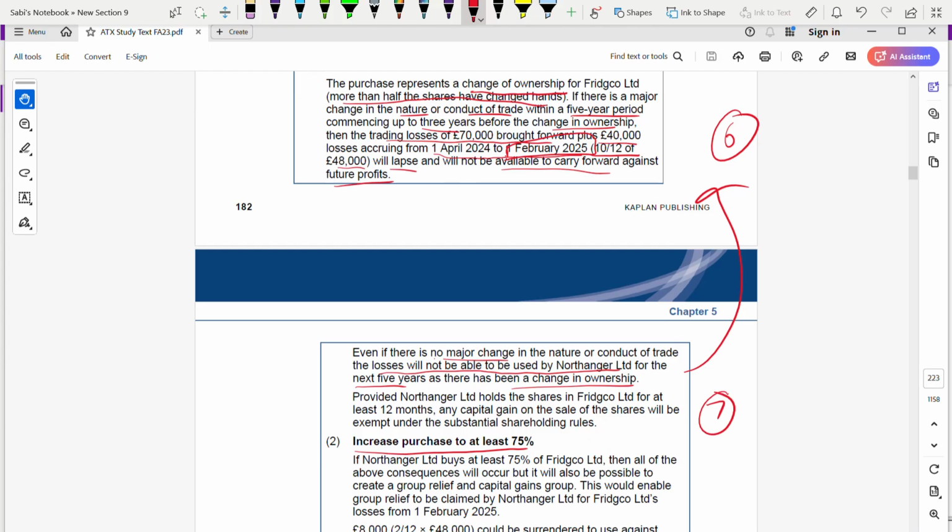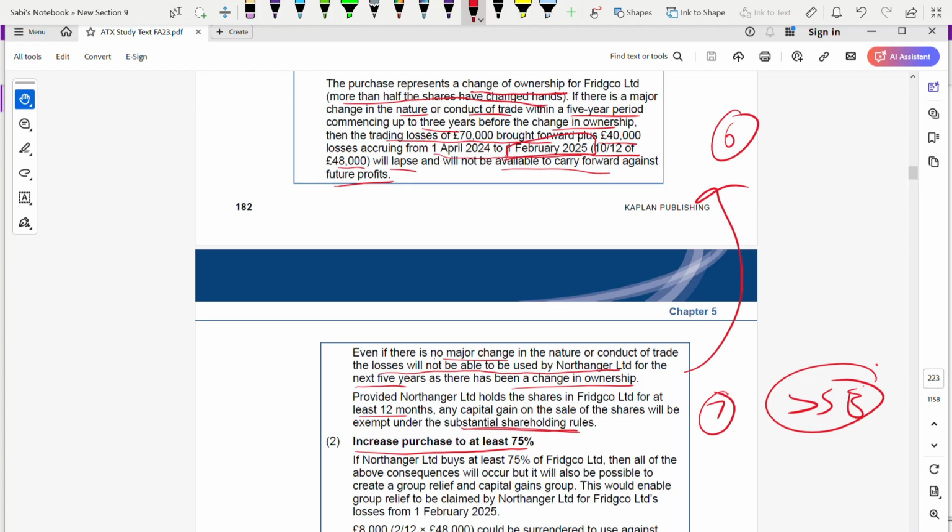Seventh point is about the substantial shareholding rules. Wherever shares are there, and you are selling shares, you have to talk about SSE, whether this applies or not. Provided that they hold the shares for at least 12 months, any capital gain on the sale of the shares will be exempt under this rule.